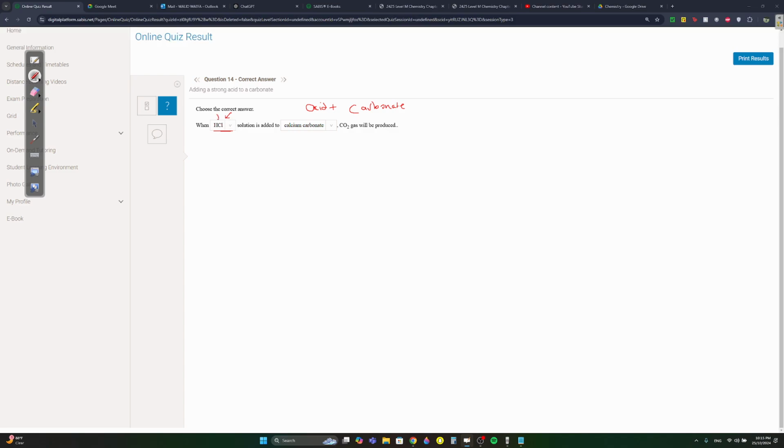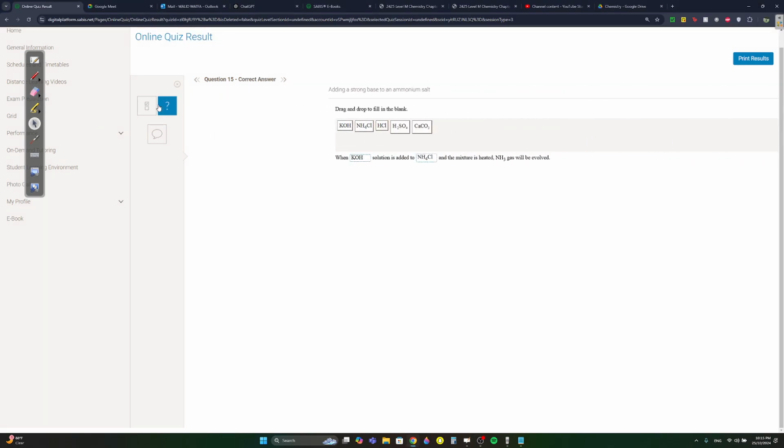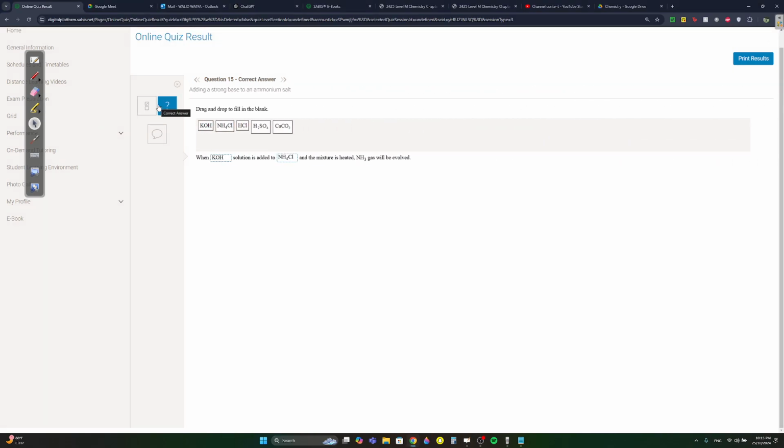But anyway, you choose the acid plus the metal carbonate. Easy as, guys. Question 15. When KOH solution is added to something and the mixture is heated, NH3 gas will be produced. When will you have NH3 gas? When you have a base plus an ammonium salt.